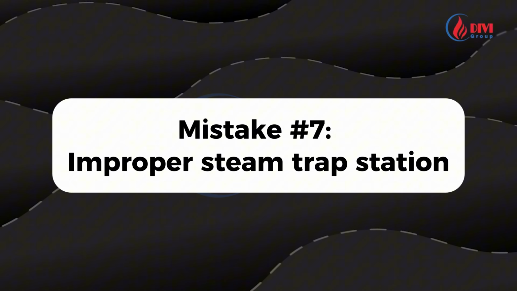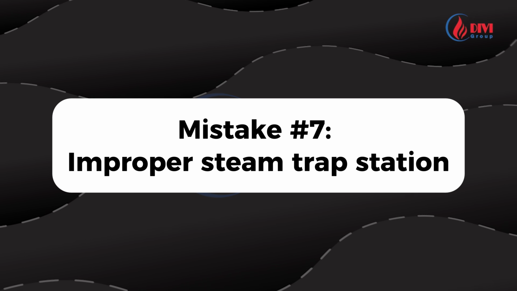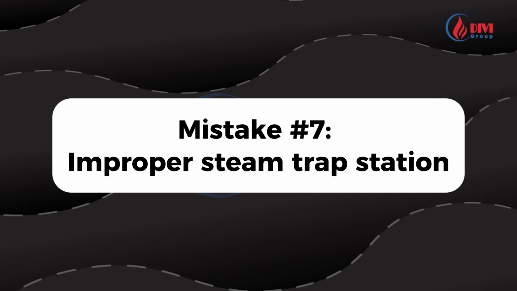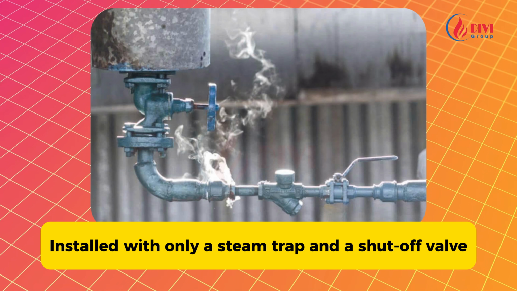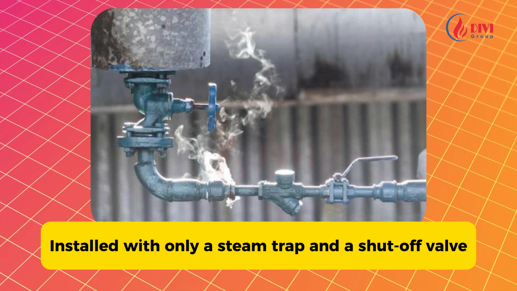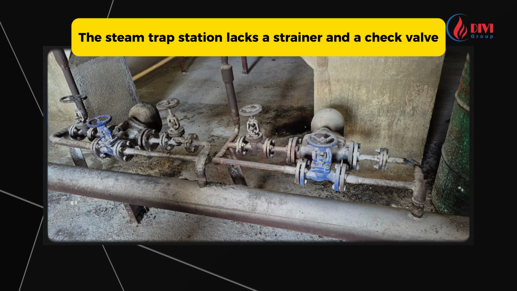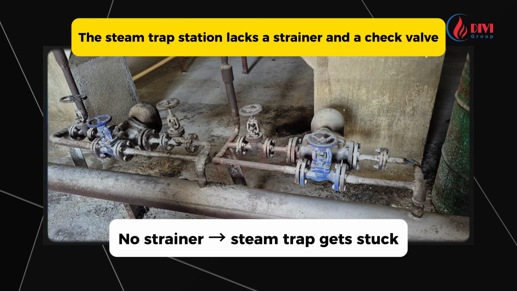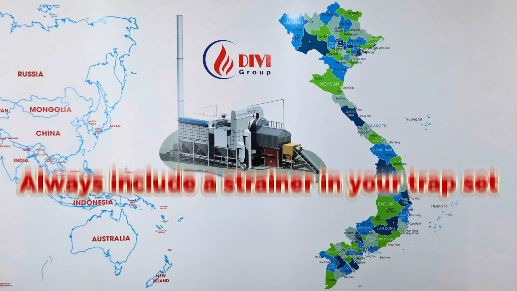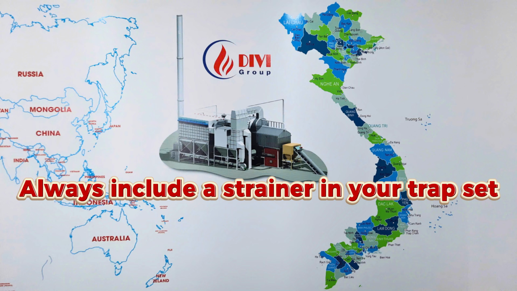Now let's move on to mistake number 7, incorrect steam trap assembly. Some contractors or designers simply install a basic steam trap assembly with only the trap and one isolation valve. Without a strainer, check valve, or bypass valve, dirt becomes the biggest enemy of your steam trap. Debris can clog the trap. It may release all the steam or block condensate discharge. So make sure your steam trap set includes a strainer.